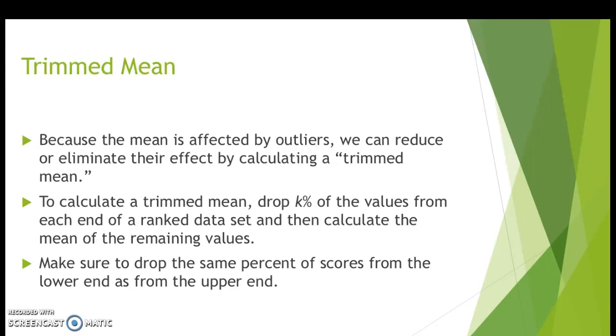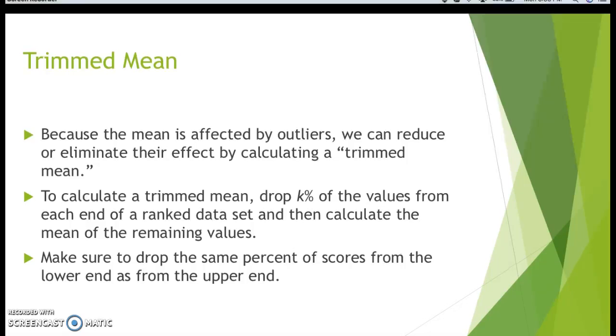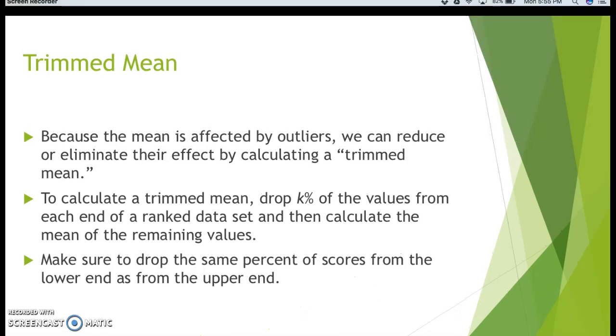Okay, I'm back with our next measure of center. So now the next two that we talk about are, of course, going to be the ones that you maybe haven't heard as much about. This one's called the trimmed mean. Because the mean is affected by outliers, we can reduce or eliminate their effect by calculating a trimmed mean, or trimming some of those outliers off.